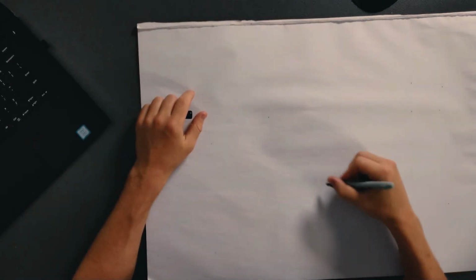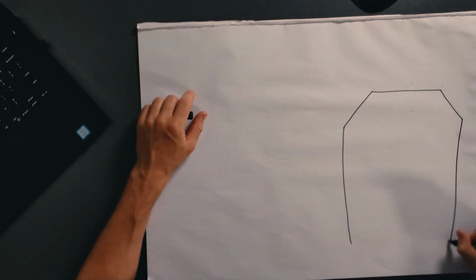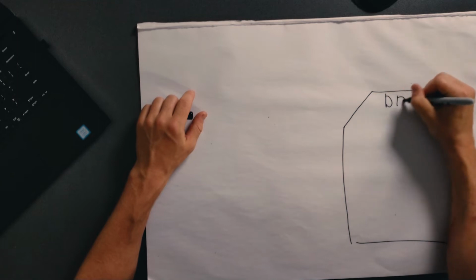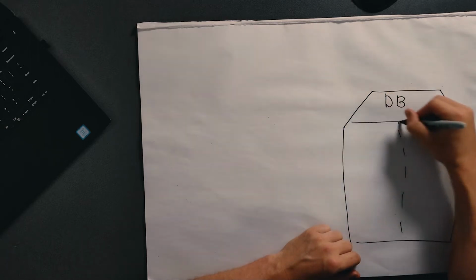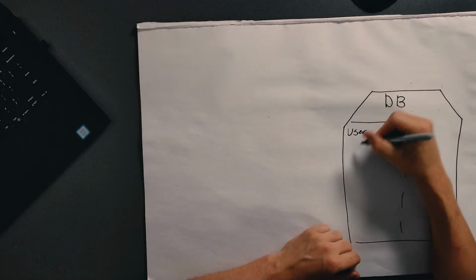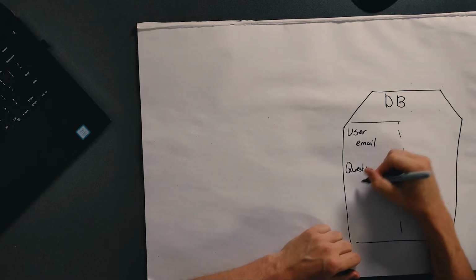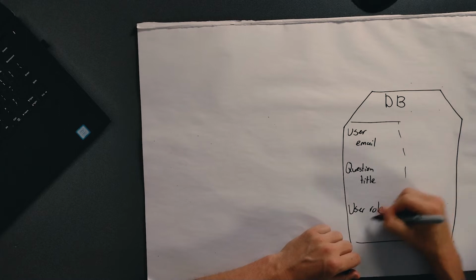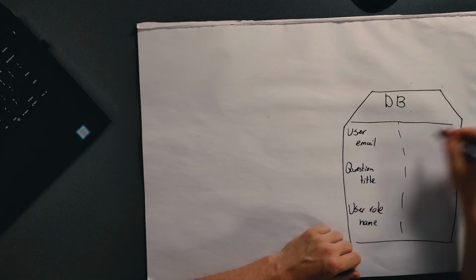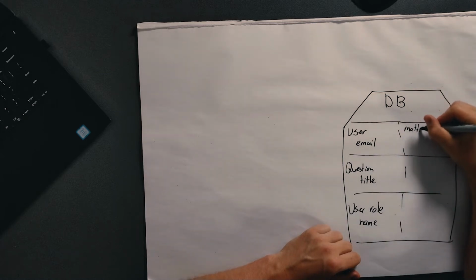You see, option sets work just like your database, right? If this is our database over here, then we can think about it as having a data structure, right? So a user who has an email, a question, which has a title, maybe a user role that has a name, okay? And then, on this side of the line, we might have all of the actual users.